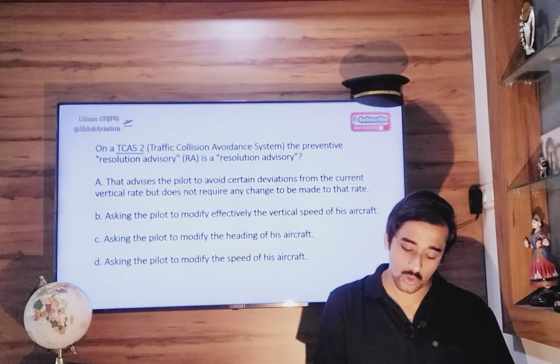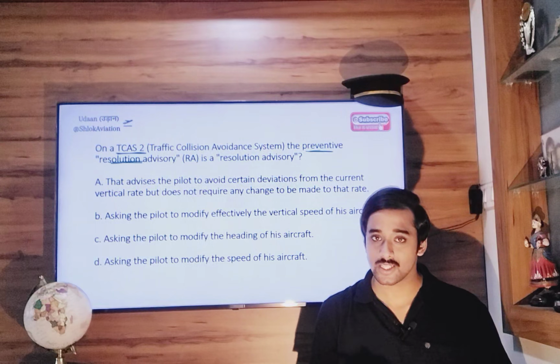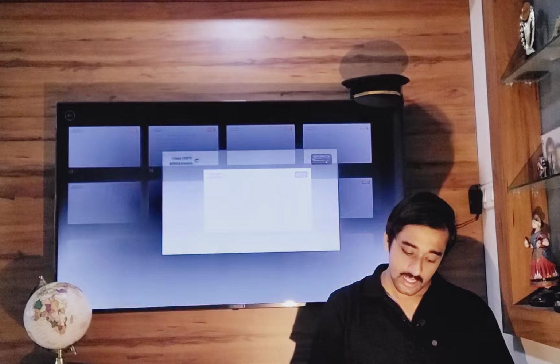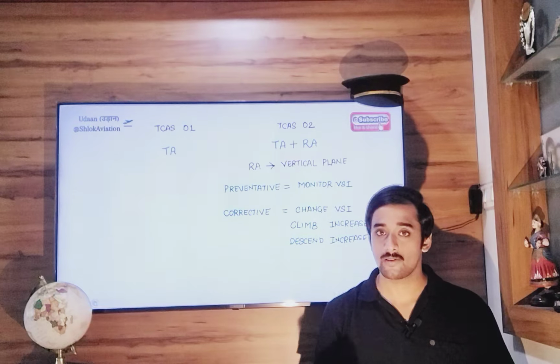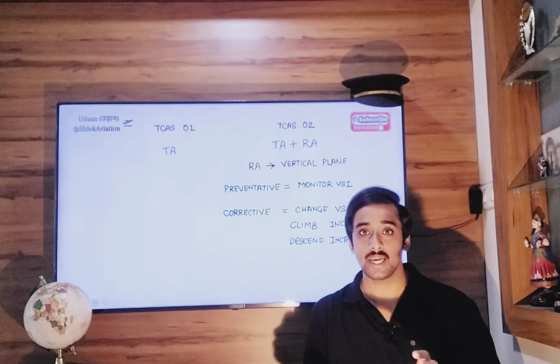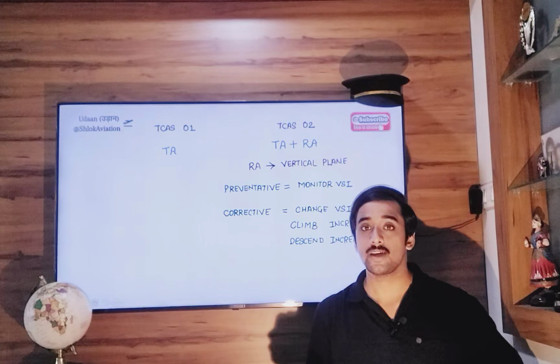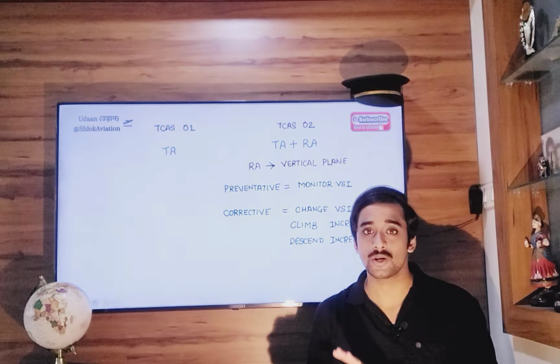For a TCAS 2, the preventative resolution advisory is what kind of a resolution advisory? So like I said, there are two resolution advisories, two types. Preventative, in which you are asked to monitor and maintain your vertical speed. Corrective, in which you will be given a command, a suggestion, and you will have to execute that.